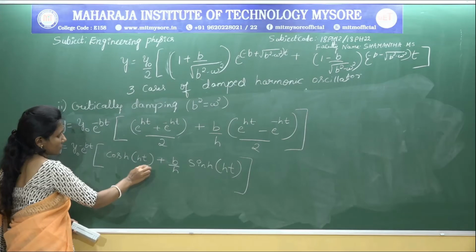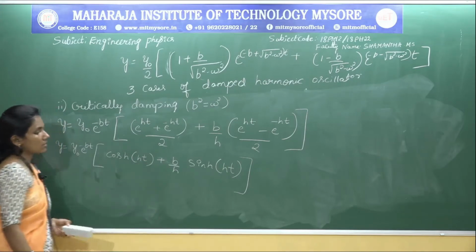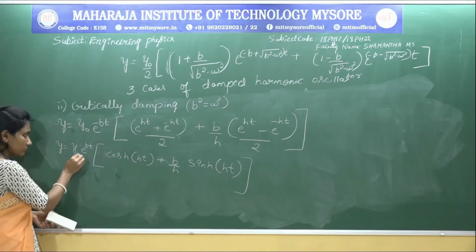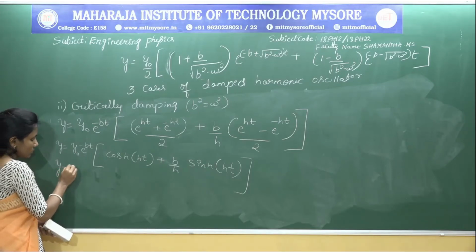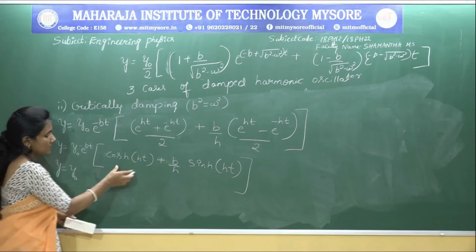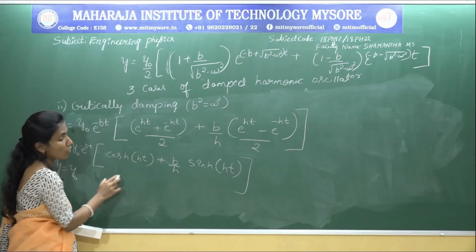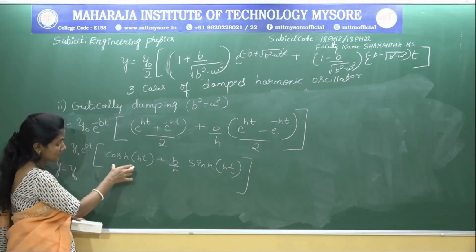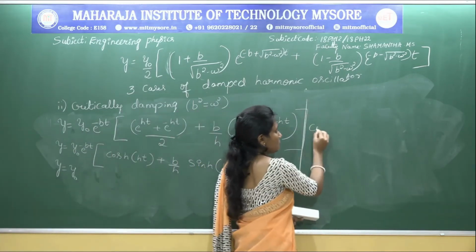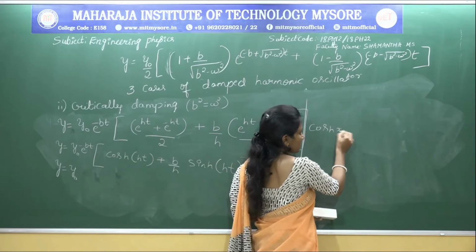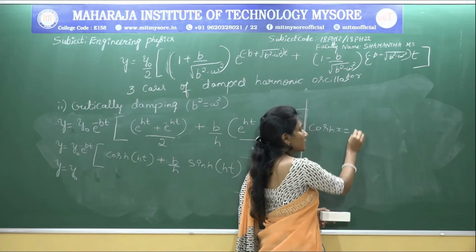So this is the equation that we are getting from this. Next, write these two terms in the form of exponential. Expand this cos hyperbolic of x. We know that cos hyperbolic x is equal to, what is the formula it will give?